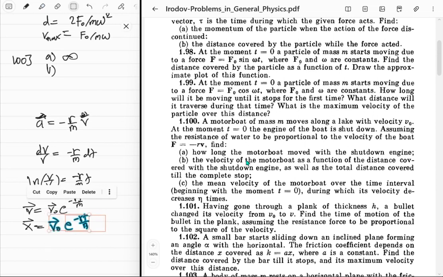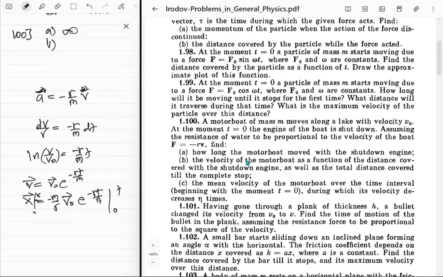Now this goes from 0 to x, and this goes from 0 to t, right? So at 0, this thing is just 1. And this one's going to be x vector is equal to m upon r v naught vector, and then you got 1 minus e power negative rt upon m. So as t approaches infinity, our x vector basically just approaches m upon r v naught.